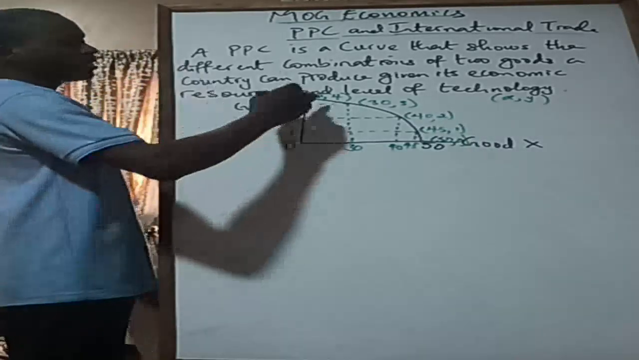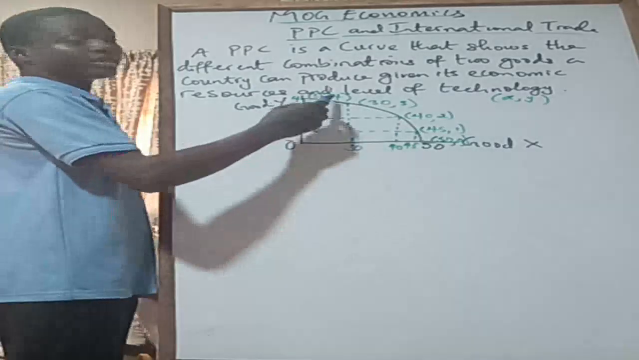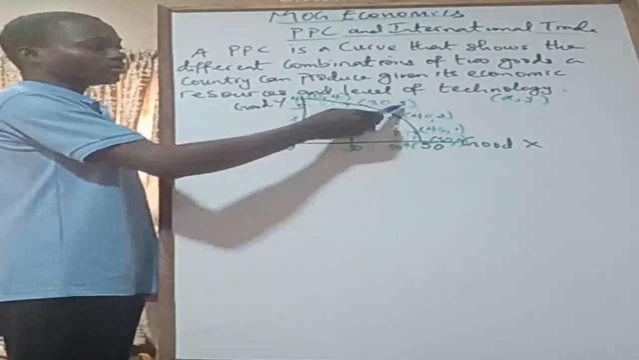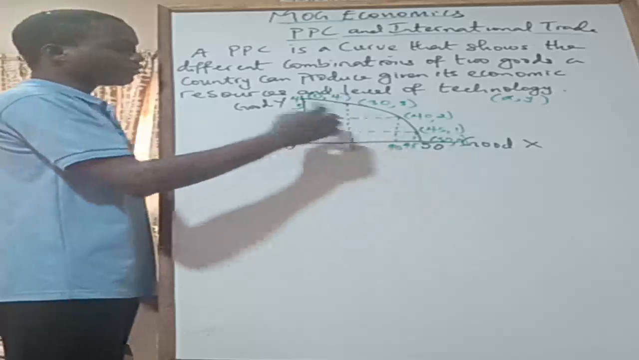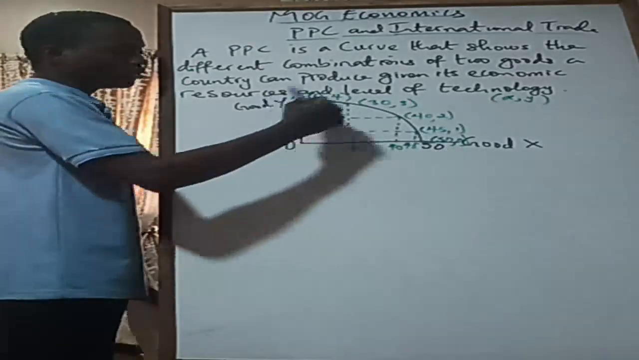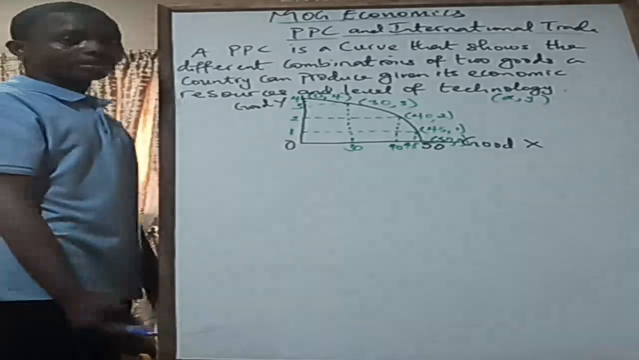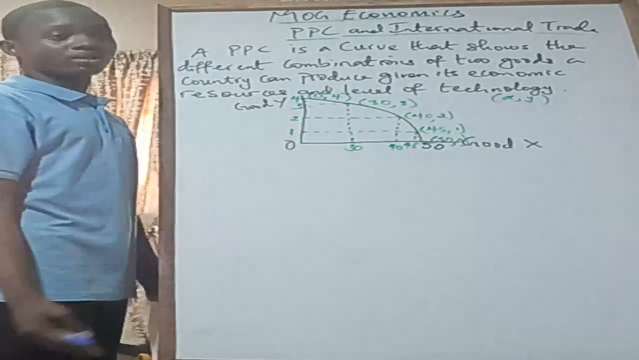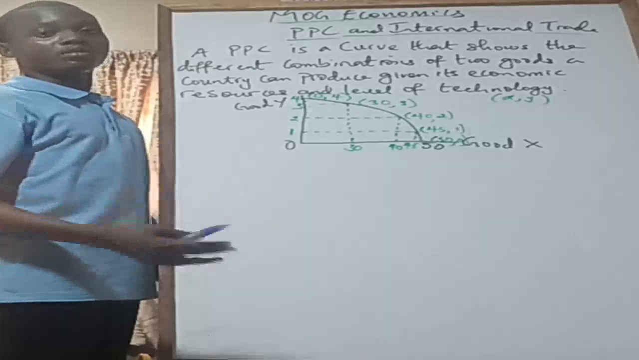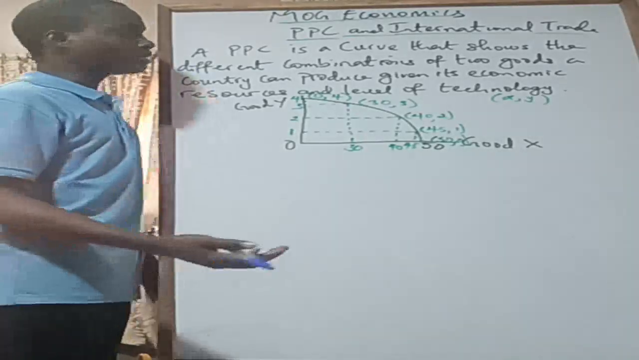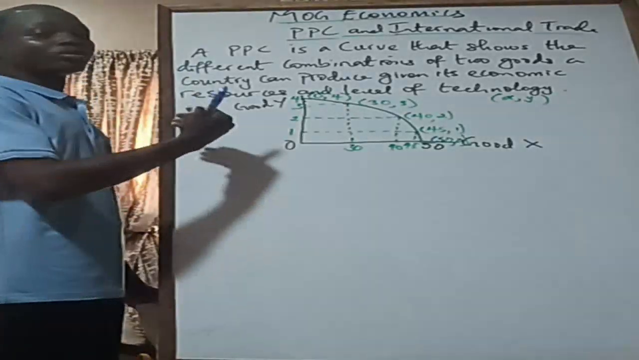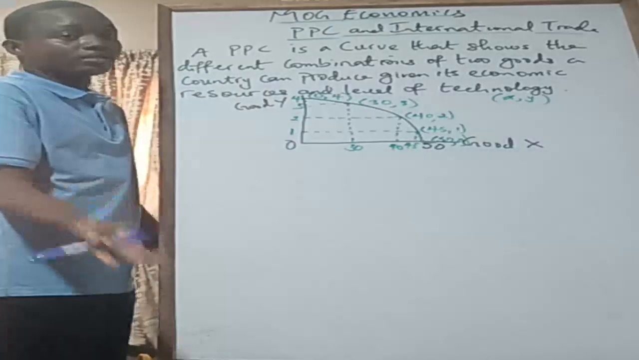So it says a PPC is a curve that shows different combinations. This is a combination, this is another combination like that. Different combinations of two goods, one good here, one good here, right? Of two goods in a country, given the country's economic resources. What are the economic resources? Land, labor, entrepreneur, and capital, right? Every other thing falls under those ones. And the country's level of technology. Simple. So that's it, right?